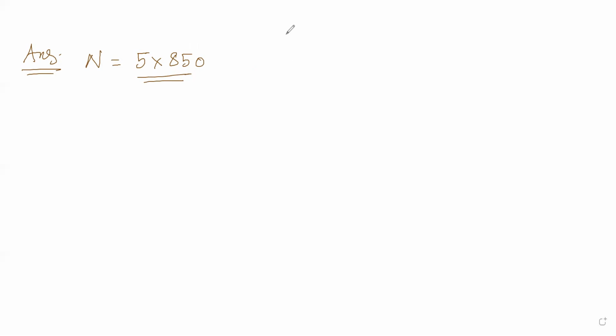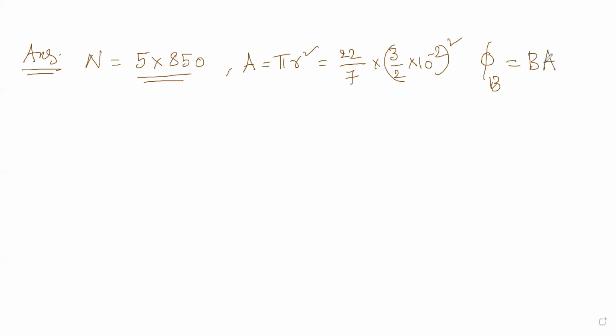You can also find the area of cross section. I'll tell you why it is used. The area of cross section is pi r square, where pi is 22/7, and r is the diameter by 2. The diameter is 3 centimeters, so you can use 3/2 into 10 to the power of minus 2 meters, whole square. That's the area. Now why the area is given is that you can calculate the flux, phi equals B times A, the magnetic field times the area of cross section.